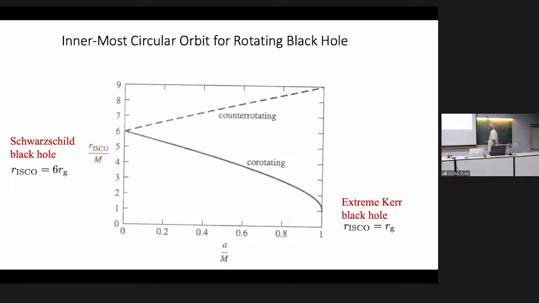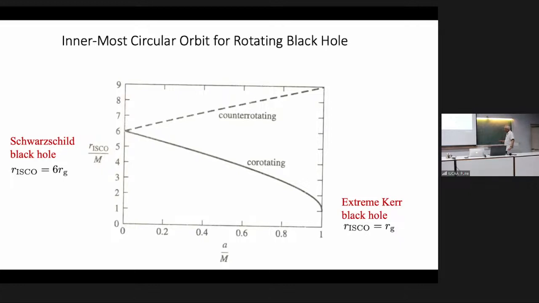So here you see what's the innermost stable circular orbit. That happens at 6 RG, where RG is the gravitational radius, so it happens at 3 times the Schwarzschild radius. But whereas this is for Schwarzschild, for the extreme Kerr black hole, extreme Kerr meaning what? You know that there's a limit to the angular momentum, so for the maximally rotating black hole, the radius of the innermost stable circular orbit is equal to RG.